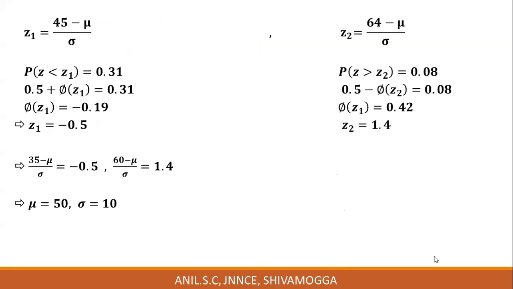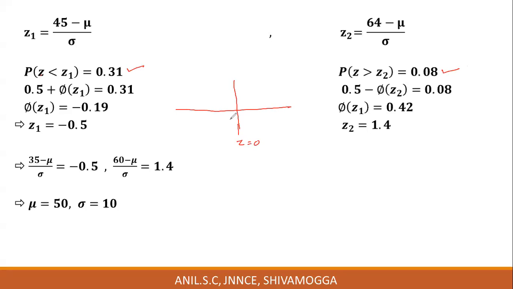The same two statements are carried here. P when Z less than Z1 is equal to 0.31. P when Z greater than Z2 is equal to 0.08. Let's mark this area, Z less than Z1.